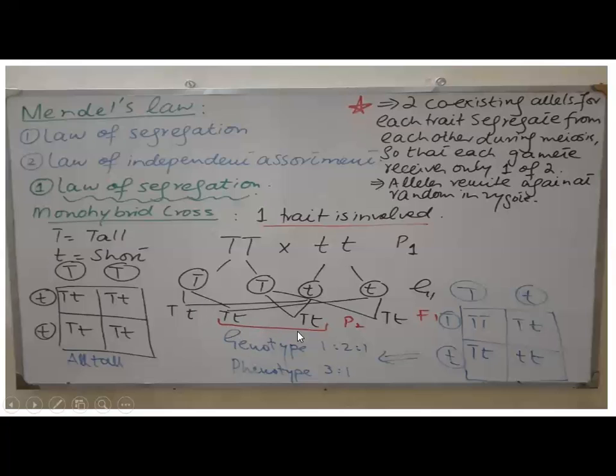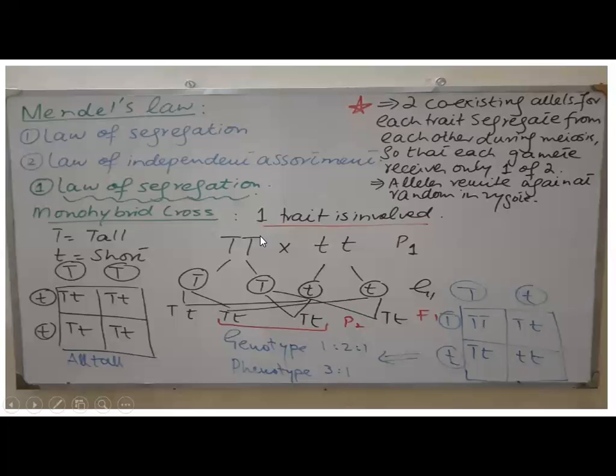And this capital T and small t is a heterozygous condition. If we cross these two parents with each other, this will form capital T capital T, capital T small t, capital T small t, and small t small t. So the offspring will have the genotype ratio 1:2:1, and the phenotype ratio will be 3:1. It means 3 tall and 1 short. In the first generation, all were tall.